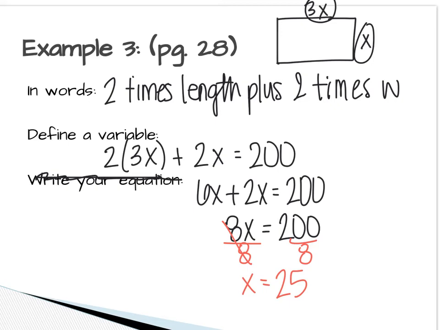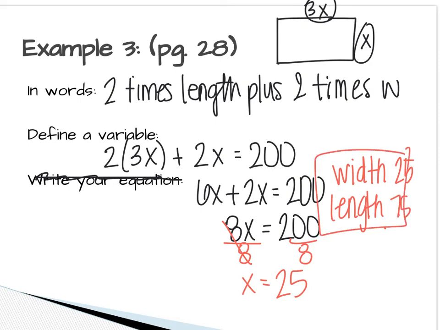Which means that the width is 25. But the length is 75. So if they ask you width and length, you can't just say x equals 25. You actually have to answer the question.